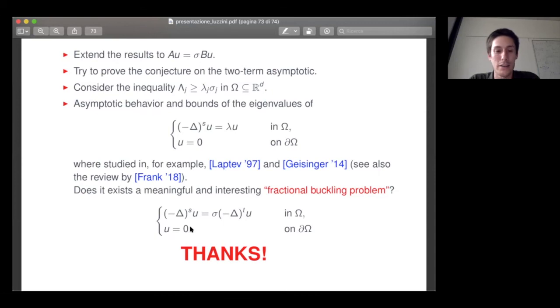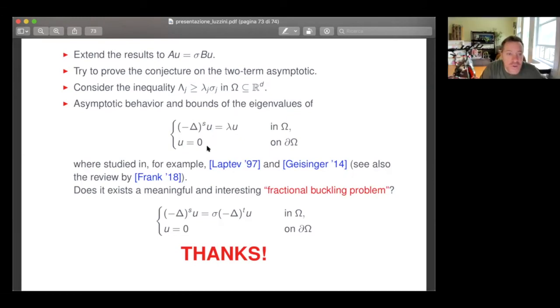But I made some literature search, and I haven't seen this problem stated anywhere. So maybe it's not interesting enough. The problems for the fractional Laplacian are more interesting, but maybe it could be something to look at, to see if some difficulty arises in considering this type of problem. We haven't really started to work on this problem, but maybe it's a nice thing to investigate. Thank you.